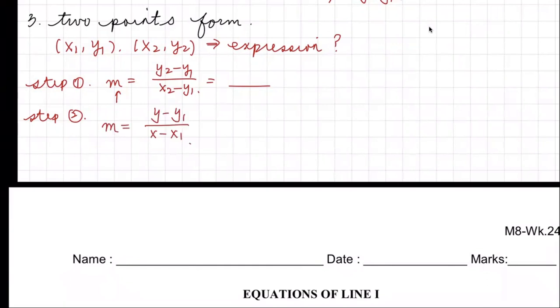So in step 1, m is unknown, right? Let's say we find a number. Let's say the number is, I don't know, 2, for example. So in the second step, we know the value of m, right? So this is 2. And after this, we can find the point slope form.